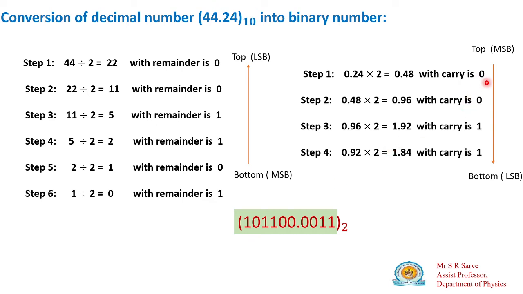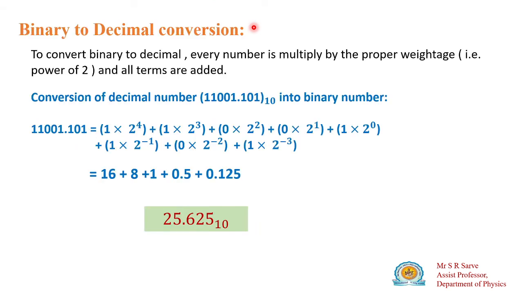How many binary bits are there? 4 binary bits are obtained here. Now write the binary number. For the fraction, from where do we write the number? From up. So the binary number will be 0 0 1 1, so this will be 0.0011. So this 44.24 will be converted into 101100.0011. Okay, so in this way we have converted the decimal number, in the form of integer as well as fraction, into its corresponding binary number.